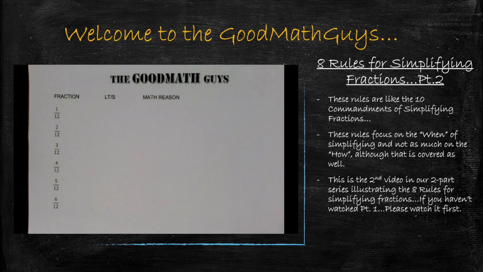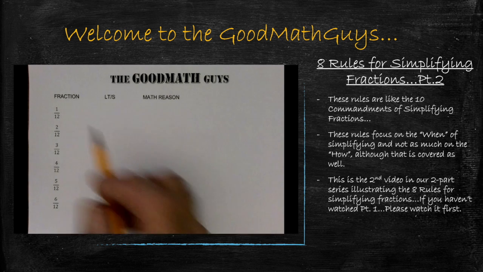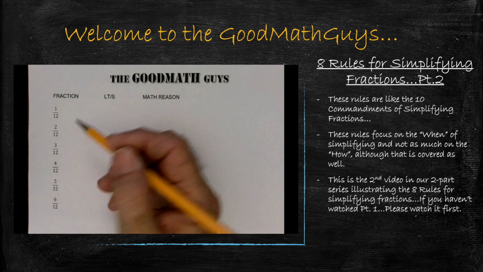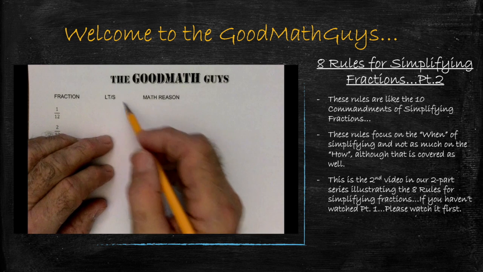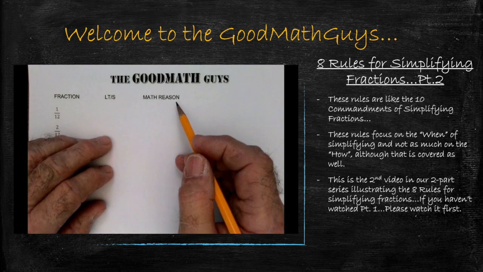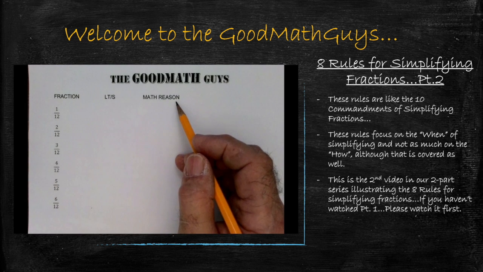Hi everybody, Mike and Sean back at you with the part 2 video on 8 rules for simplifying all fractions. In the first video we did 6 and 8ths and we were able to get the first 6 of our 8 rules. We're going to start out today with 12ths, which will give us rule number 7, and then we'll go to 5ths, which will give us rule number 8. Let's review what we have here. Got our fractions listed, LT/S. LT means that the fraction is in lowest terms, and over here we're going to give the math reason. Okay, so let's get going.